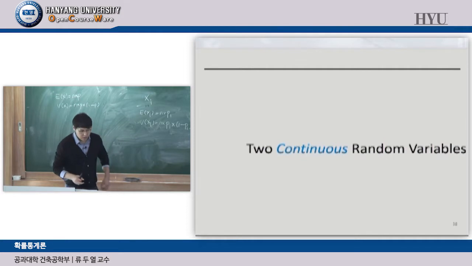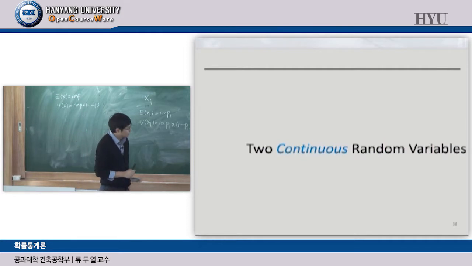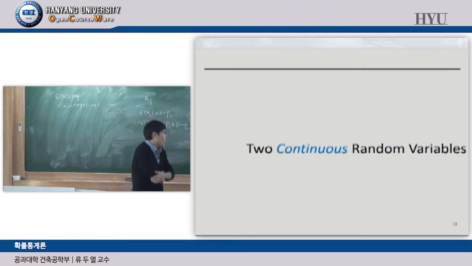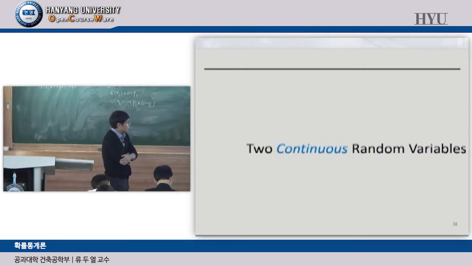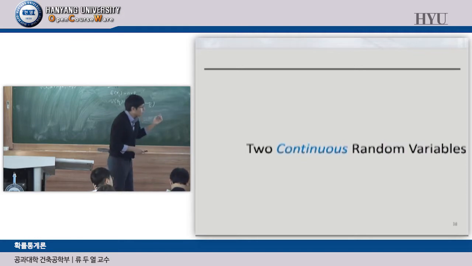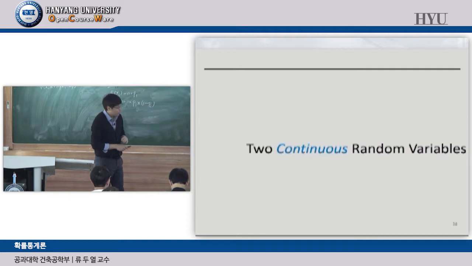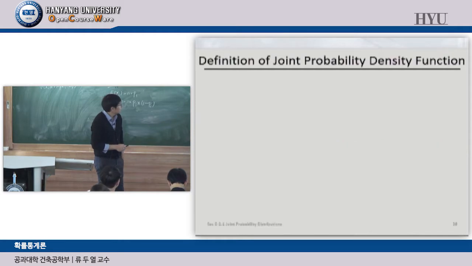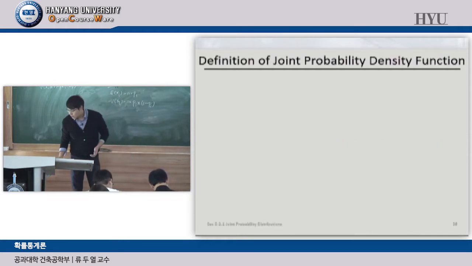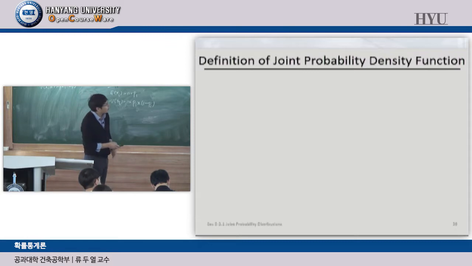So we have learned about the discrete random variables case. And now we are going to study two continuous random variables. Okay? In the previous chapter, we have learned about only 1 continuous random variable. But in this case, we are going to learn about 2 continuous random variables. Okay? So first, we have to define the joint probability density function. Okay? Not the mass function. Because this is the continuous random variables case, we have to use the joint probability density function, okay?